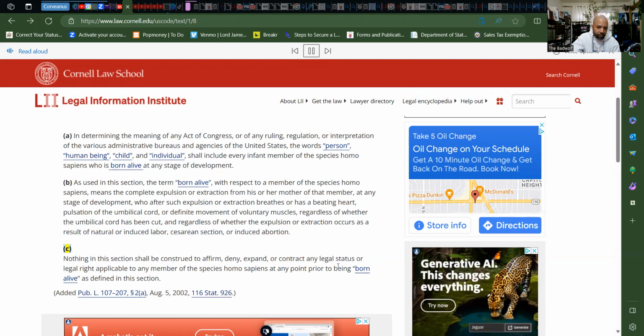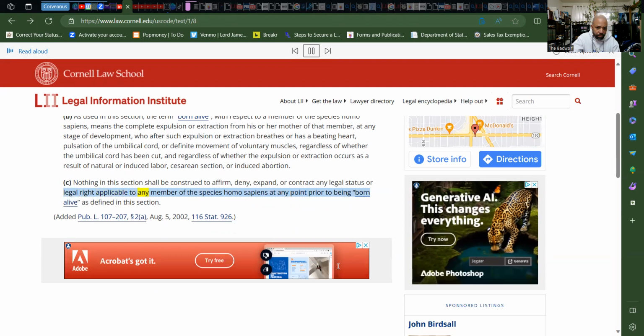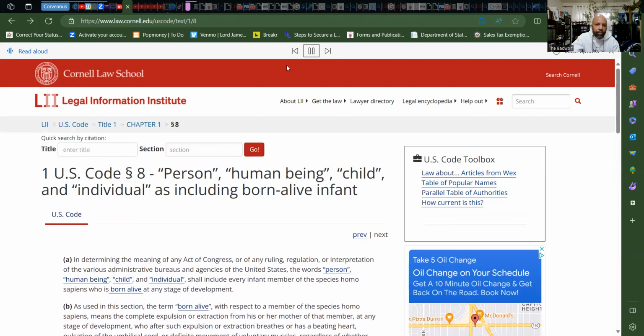C. Nothing in this section shall be construed to affirm, deny, expand, or contract any legal status or legal right applicable to any member of the species Homo sapiens at any point prior to being born alive as defined in this section.